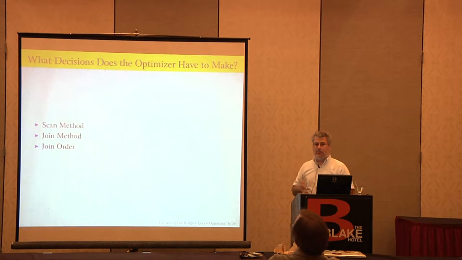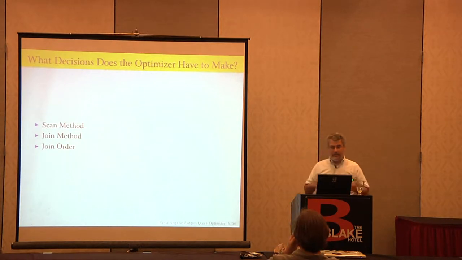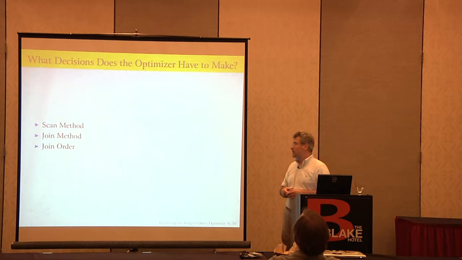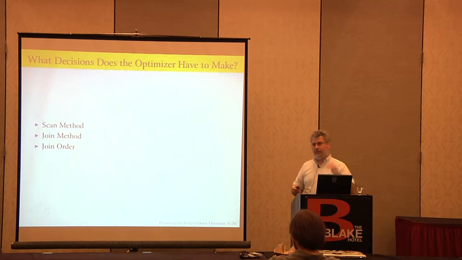The question here at the top: what decisions does the optimizer have to make? And there are fundamentally three decisions the Postgres optimizer makes. One is the scan method, and I'm going to be talking about that. Second is the join method, I'm going to be talking about that. And then finally, join order, which I'll cover very briefly. But these are sort of the three fundamental things.